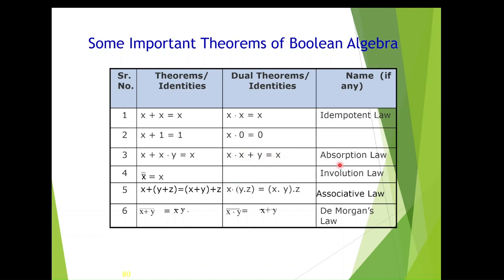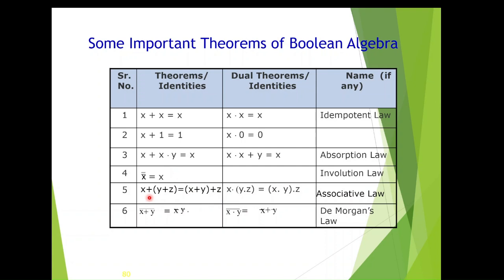Another law is the involution law, that is x double bar is equal to x. 0 when I complement it will become 1. 1 again if I take the complement then it will become 0. That's why x double bar is equal to x.